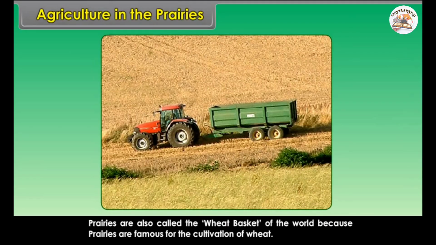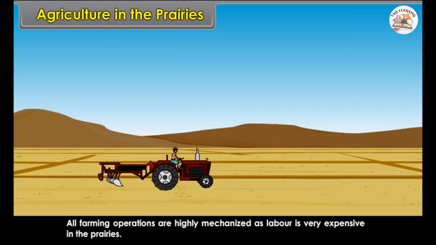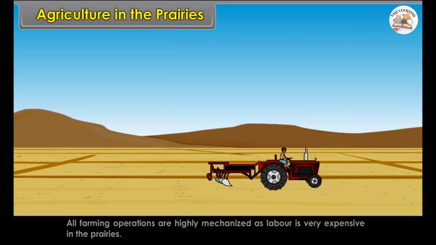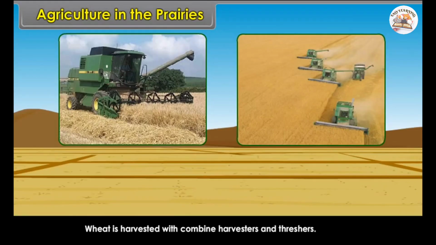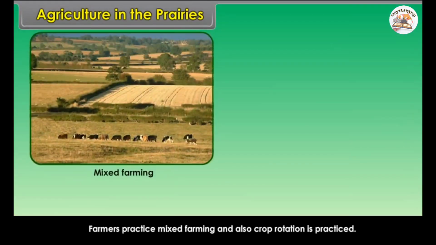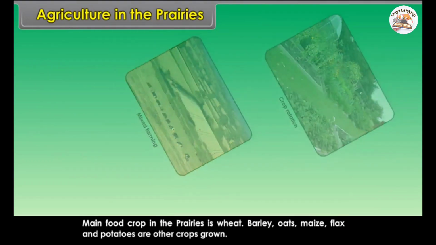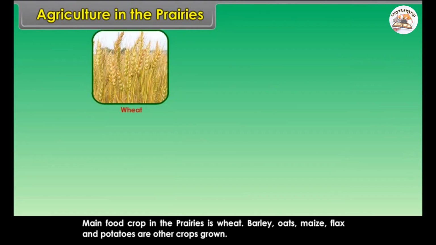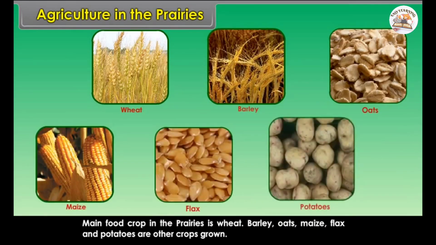Agriculture in the prairies. Wheat farming is the main agricultural activity on the prairie lands. Prairies are known as the granaries of the world due to huge surplus of wheat production. Prairies are also called the wheat basket of the world because prairies are famous for the cultivation of wheat. All farming operations are highly mechanized as labor is very expensive in the prairies. Wheat is harvested with combined harvesters and threshers.